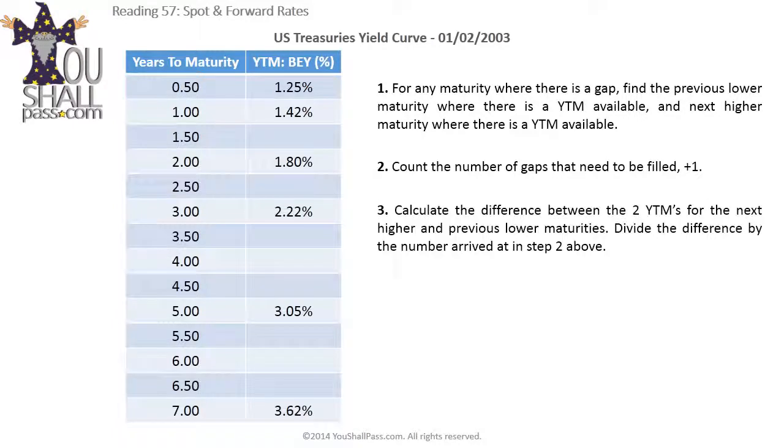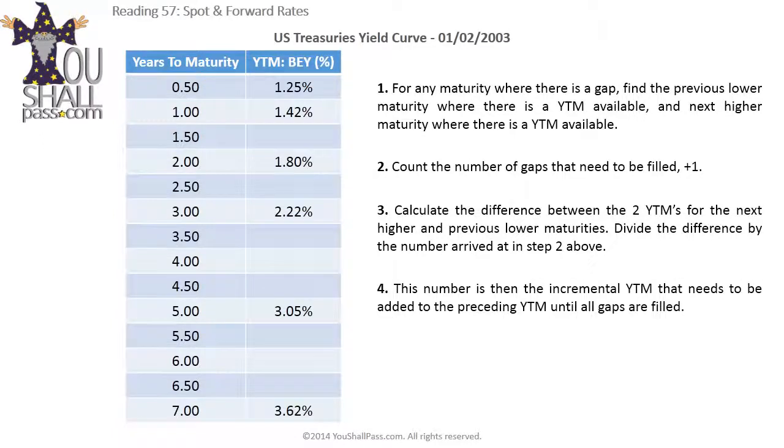Then calculate the difference between the two YTMs for the higher and the lower maturities. Divide that difference by the number arrived at in step 2 above. What you then get is the incremental YTM that needs to be added on to the preceding YTM until all the gaps are filled. Again, a numbers-on-words time.